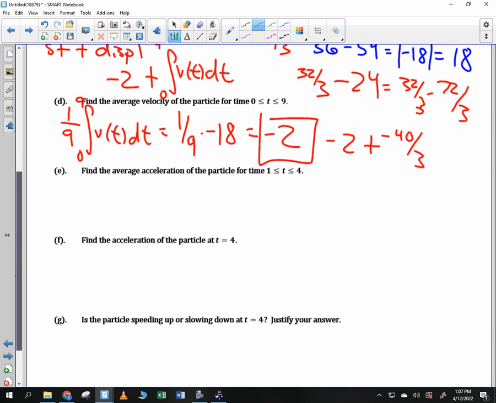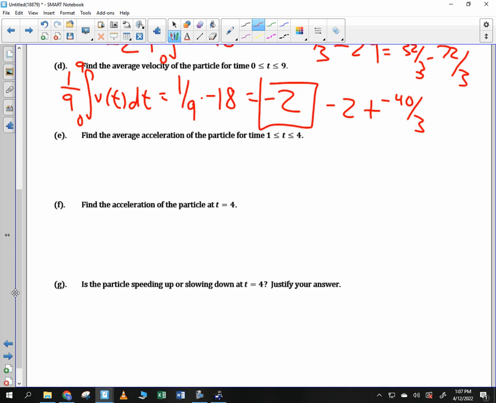How do I determine average acceleration? Slope. So v of 4 minus v of 1 divided by 4 minus 1.